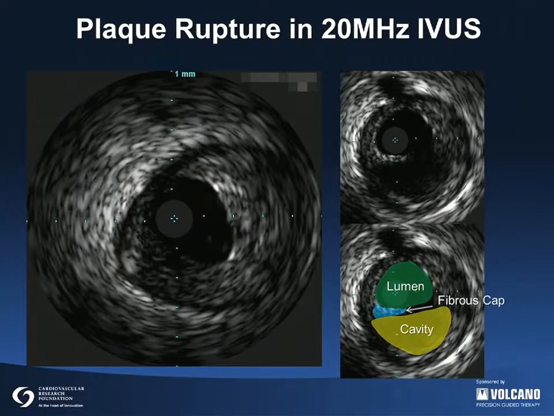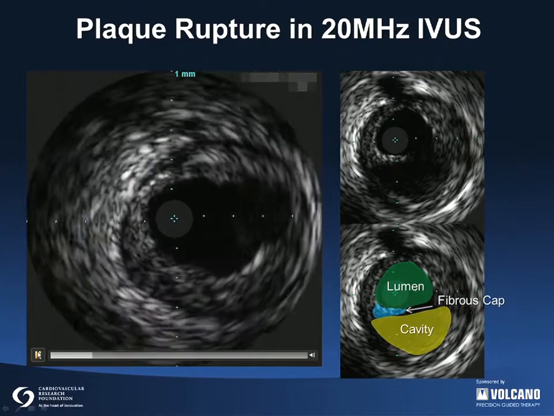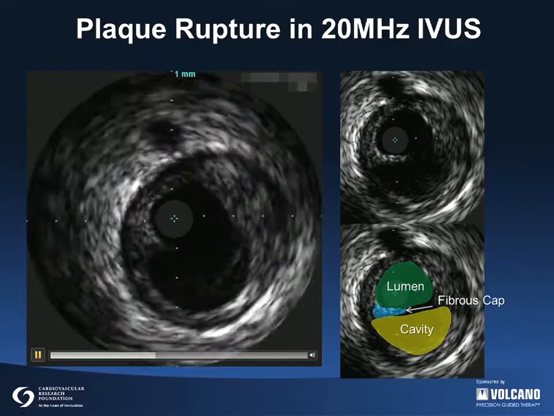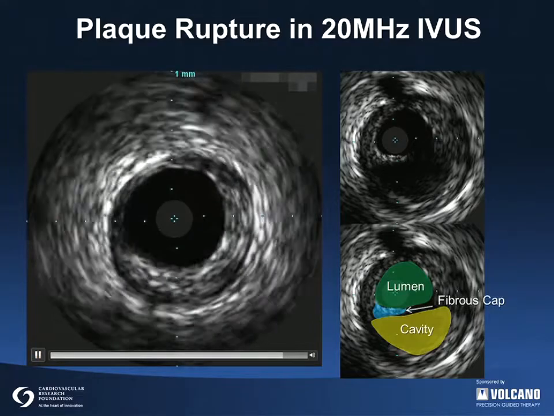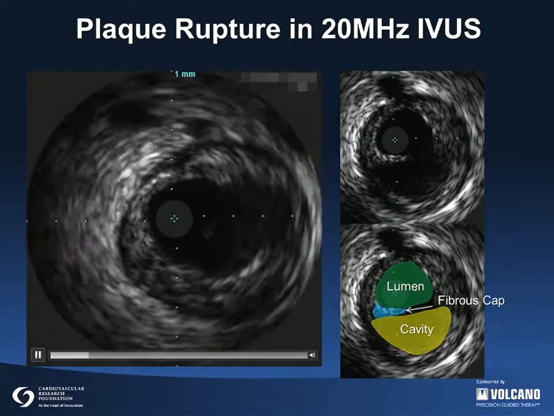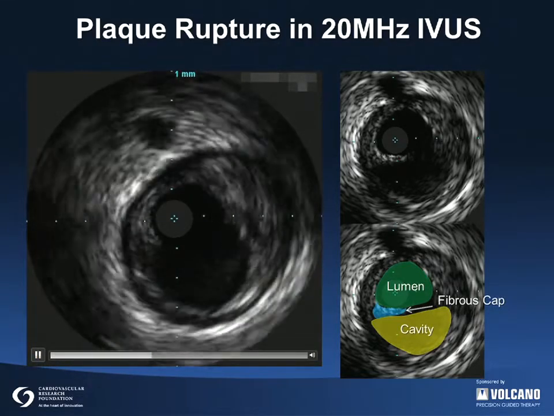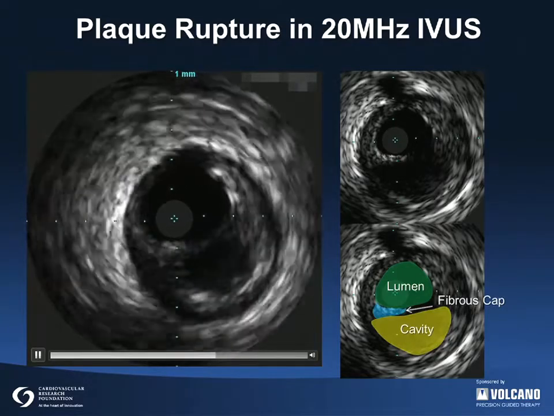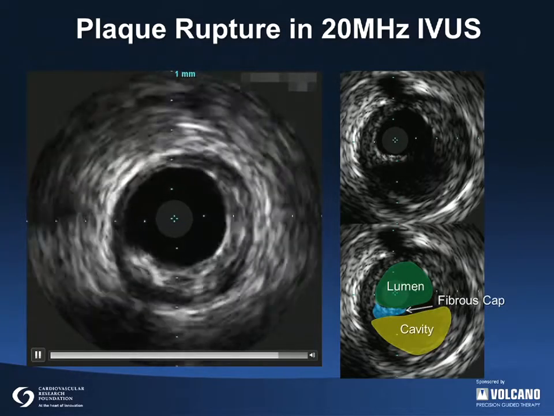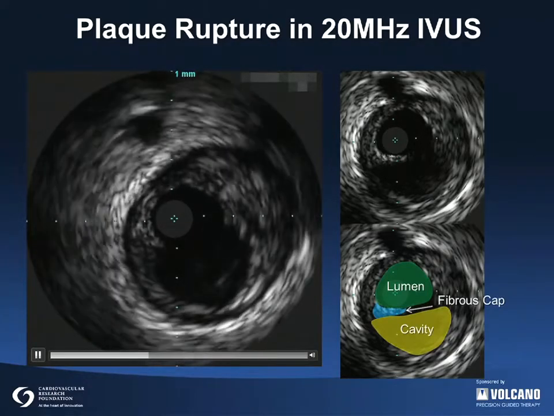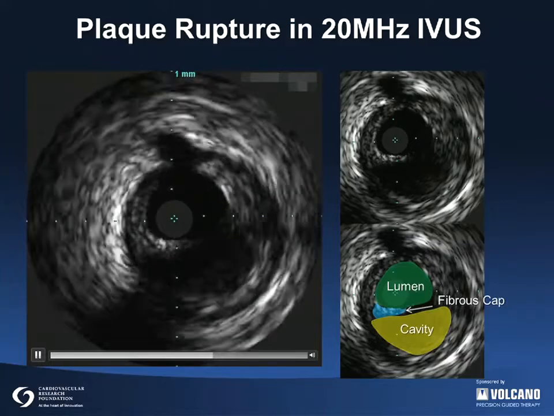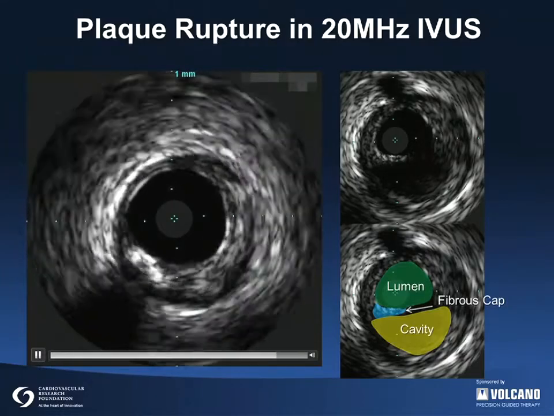For comparison, this IVUS study of a ruptured plaque uses a 20 MHz solid-state device. During the pullback that is shown on the left, there is a ruptured plaque from 4 o'clock to 8 o'clock. The still images on the right illustrate the ruptured plaque cavity shown in yellow, the residual fibrous cap shown in blue, and the lumen shown in green. Compared to a 45 MHz IVUS, there is less blood speckle, and therefore the cavity is more distinct.